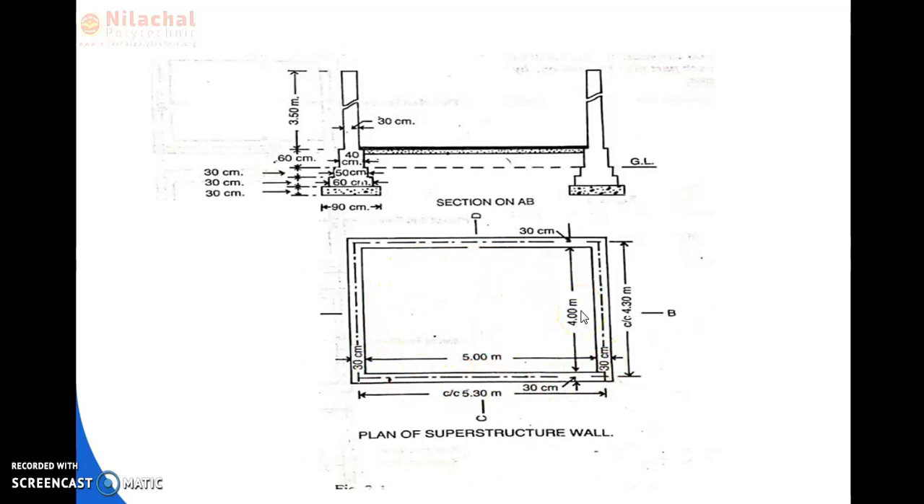So here two numbers of 5 meter wall and two numbers of 4 meter wall are provided. That is, two numbers of long wall and two numbers of short wall. So one room contains two long walls and two short walls. Here the section on AB is given, which cuts the short wall section.